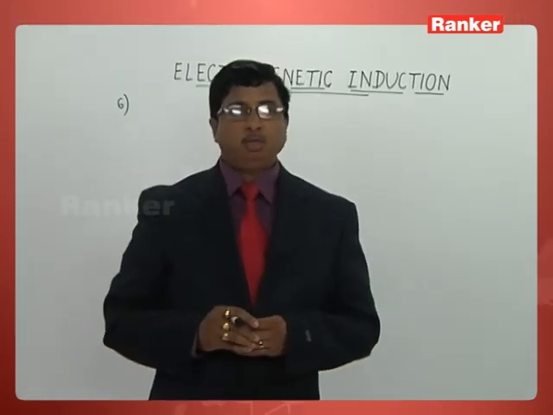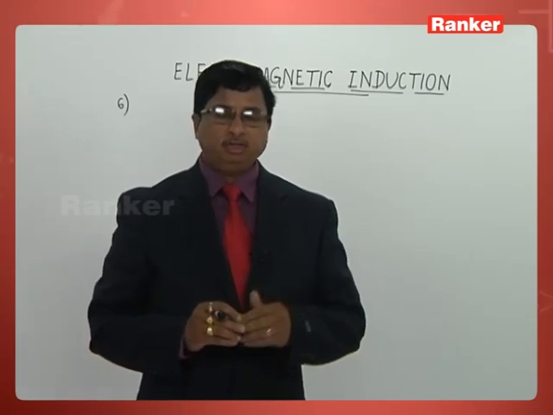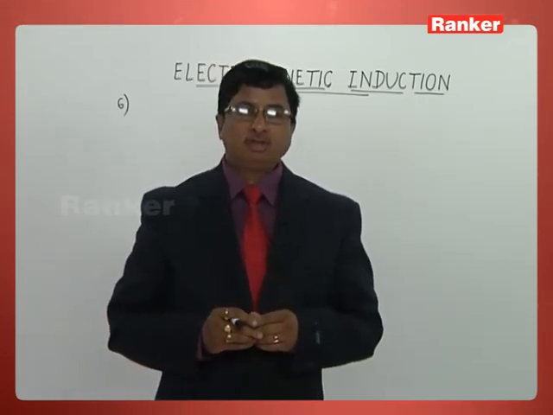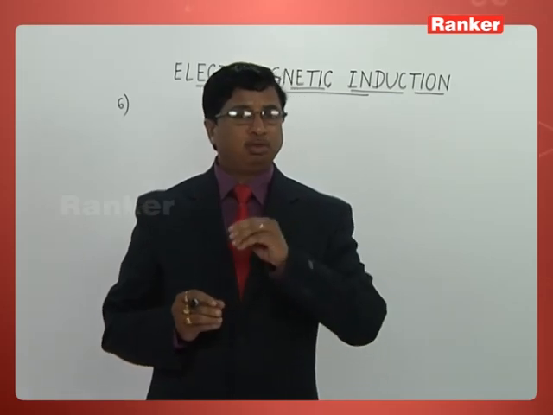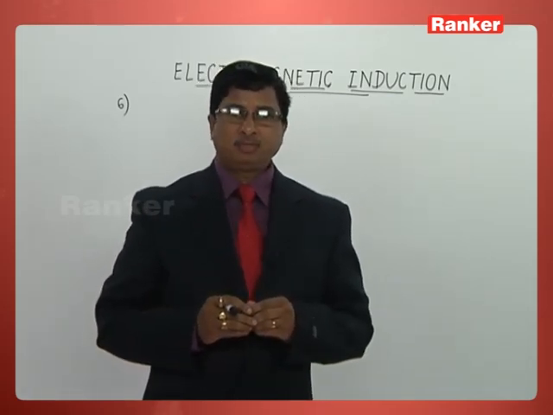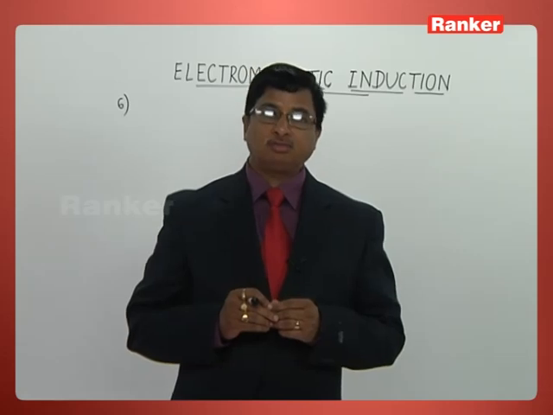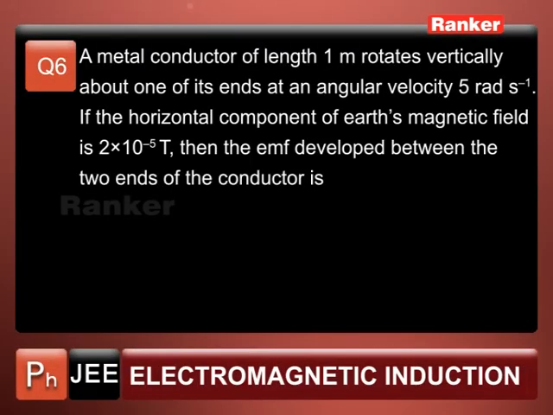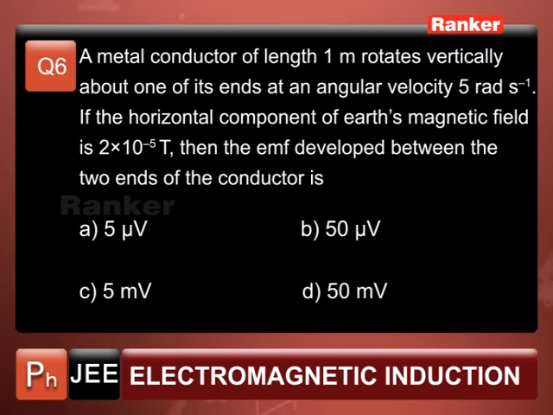See, one more problem is awaiting, based on motional EMF again. These are very commonly asked models. Problem number 6, let me read it out. A metal conductor of length 1 meter rotates vertically about one of its ends at an angular velocity 5 radian per second.